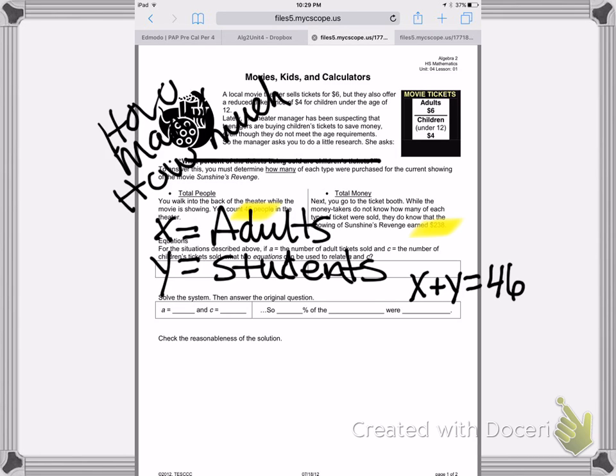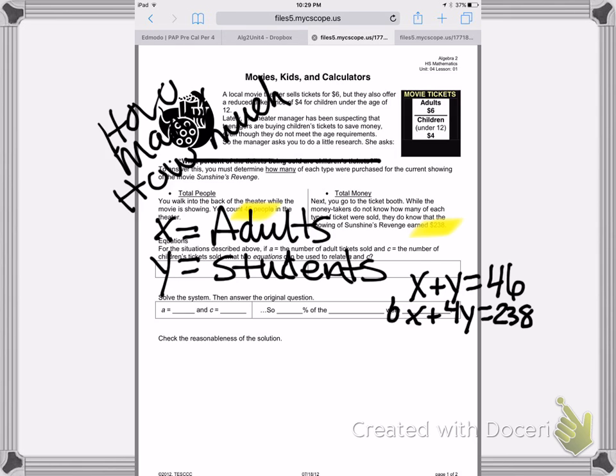Now then, we're going to put money on it. You know that it cost $6 for an adult ticket, so put the 6 on the X. And it cost $4 for a student ticket. And that should equal the amount in the ticket box, which was $238. Now look, you have a system that you can solve any way you want to: combination, substitution, elimination. That's how you set those up. So it's really very easy.